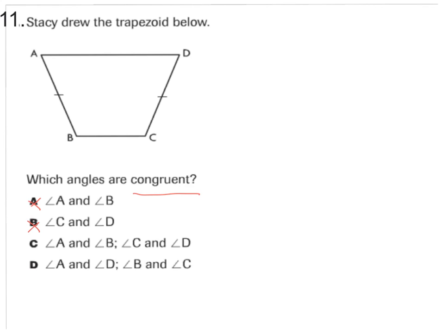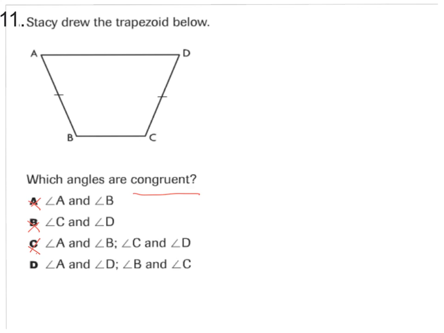Letter C says angles A and B. Let's look there. Angles A and B and C and D. Are they congruent? No, because A and B are obtuse and acute, and C and D are obtuse and acute. So we can cross that off.